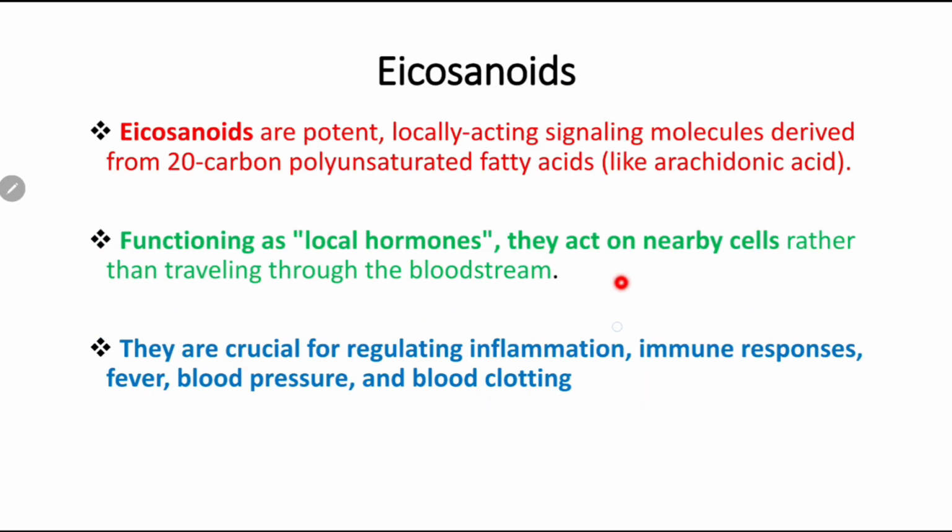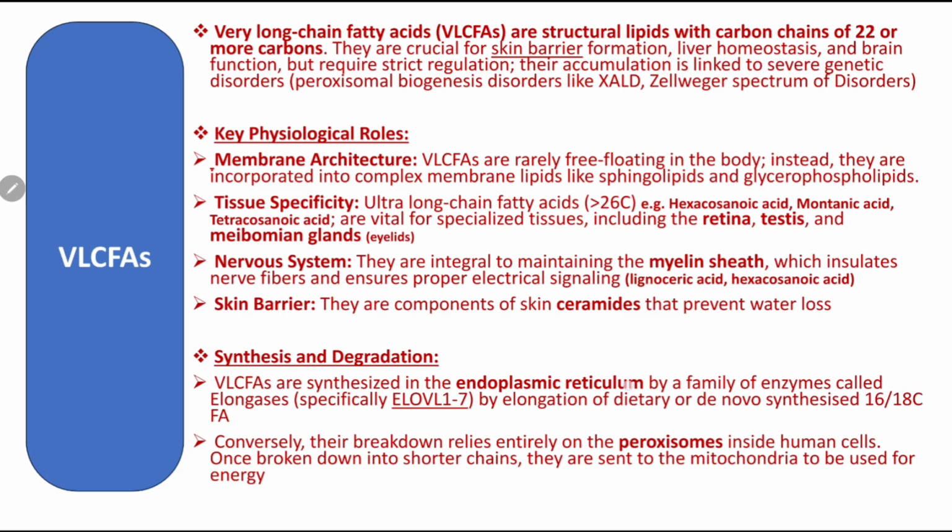So icosanoids are locally acting signaling molecules derived from 20 carbon polyunsaturated fatty acids like arachidonic acid, icosapentaenoic acid. Functioning as local hormones, they act on nearby cells. They are crucial for regulating inflammation, immune responses, fever, blood pressure, blood clotting. Very long chain fatty acids are structural lipids with carbon chain of 22 carbons or more. They are crucial for skin barrier formation, liver homeostasis, brain function.